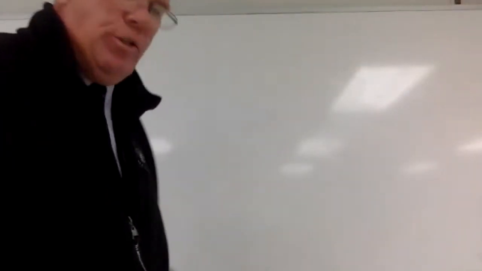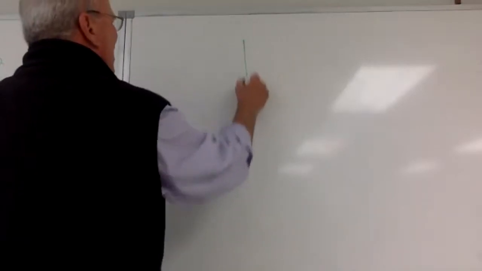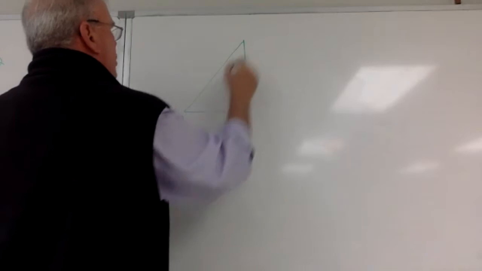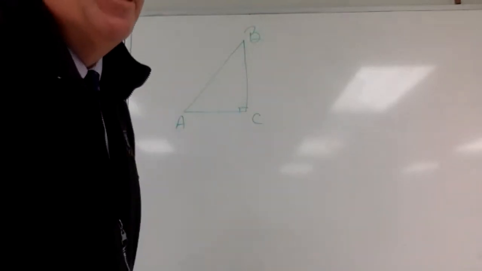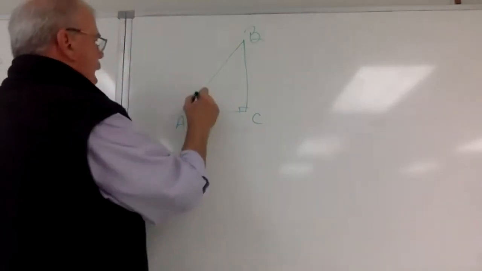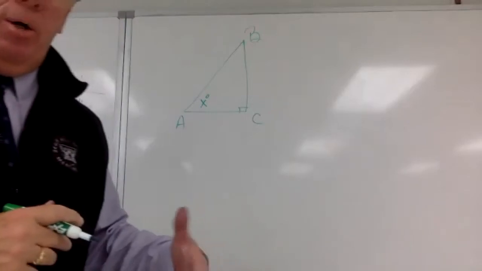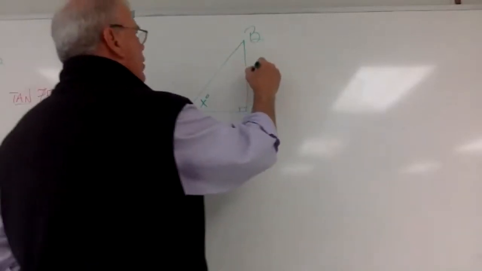Since we're going to try to find an angle, what are we going to be using? The inverse. So here's my picture. You guys jotting these pictures down? I want to know what angle A is. Since I know I have a right triangle, and they were nice enough to give me two sides.